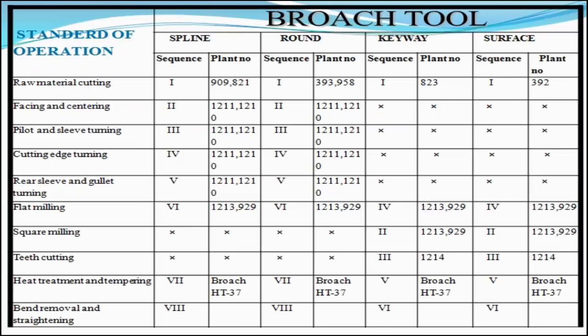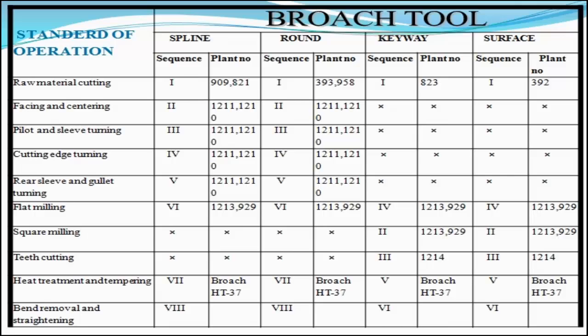This slide shows the different standard operations and the sequence in which a broach tool is produced. The chart also shows four types of broach tools: spline, round, keyway and surface, and the sequence in which they are produced one after the other in a machine, and the plant numbers of the machines which are performing these operations in the company. The horizontal bar shows the standard operations, whereas the vertical shows the sequence and the plant numbers in which they occur. Through these charts you can understand which operation follows the next.